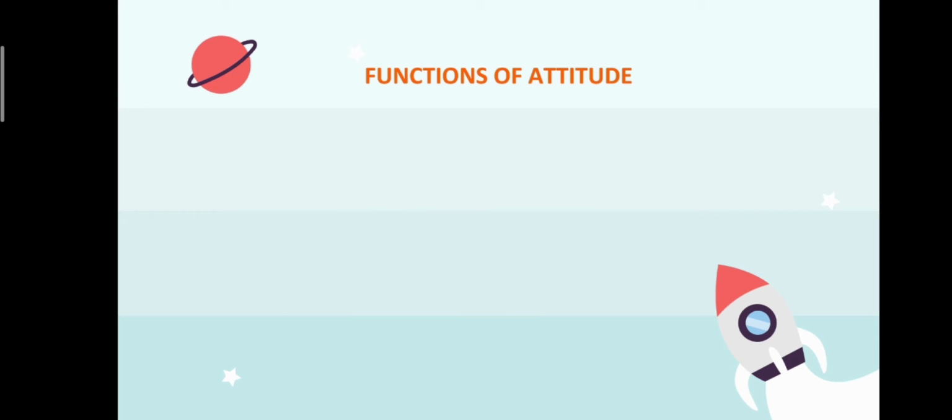And then functions of attitude. There are some functions of attitude. The first is understanding. Understanding or knowledge function helps people to give meaning or make sense of a new event or situation. Attitude allows a person to appraise a new situation quickly.